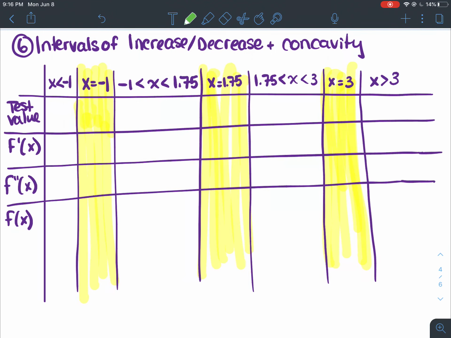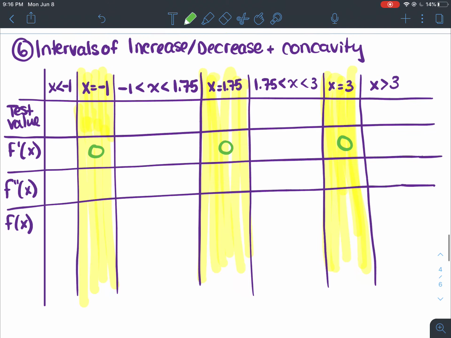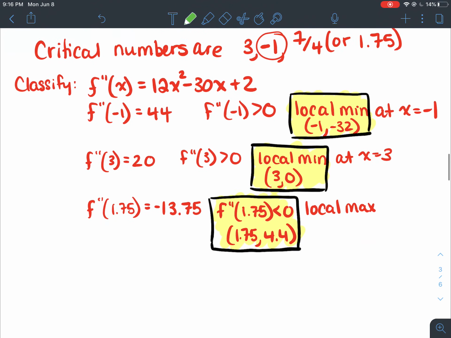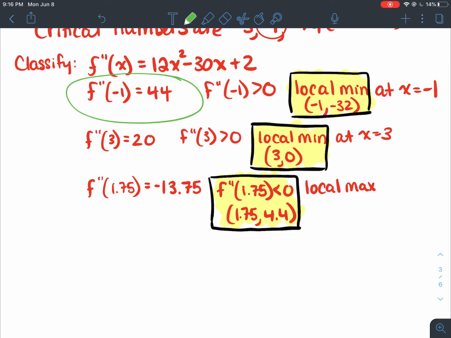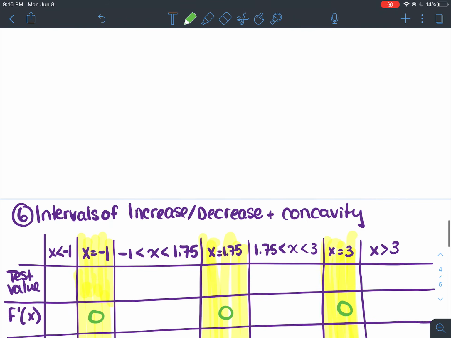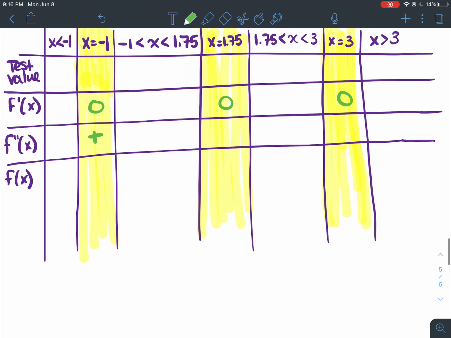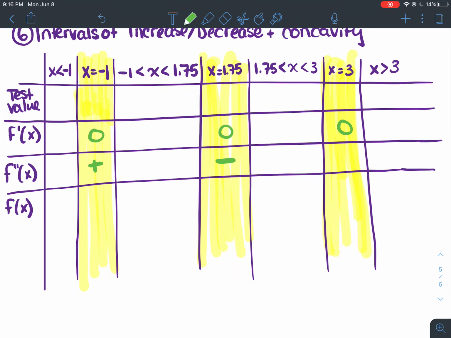Okay, so right at my critical points, I know my first derivative is 0. I know my first derivative is 0 for everything. I know for -1 that my second derivative, if you just scroll back here, is positive. So I just did a positive sign, I don't care what the value is. I know my second derivative is negative for 1.75, and I know my second derivative is positive for 3. So we just want to know if they're positive or negative.